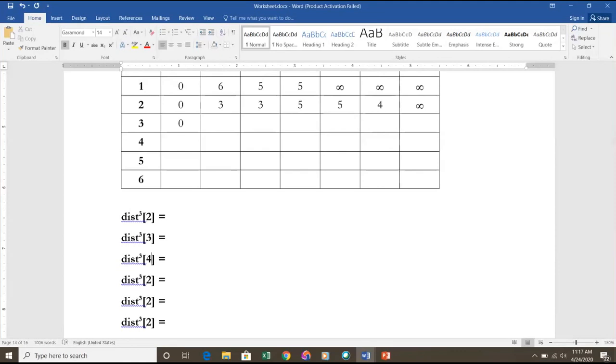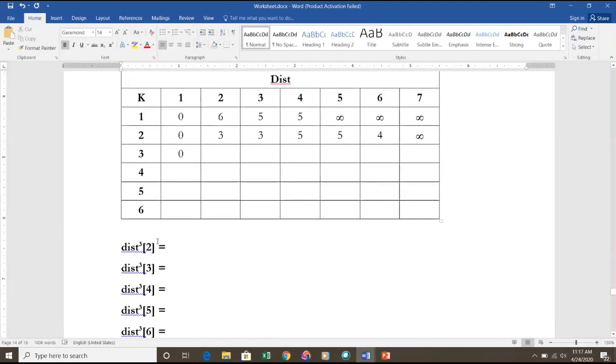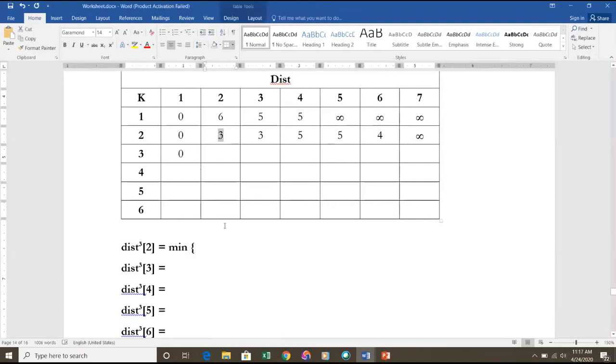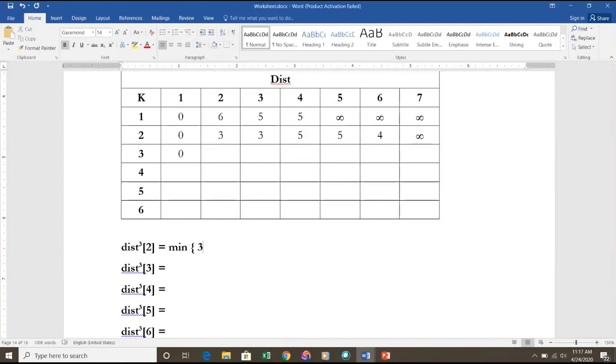This is 3, this is 4, this is 5, this is 6, this is 7. Now let us see how to do this. Dist of 2 is equal to the same formula. Min of what is the value in the previous step for 2? It is 3.